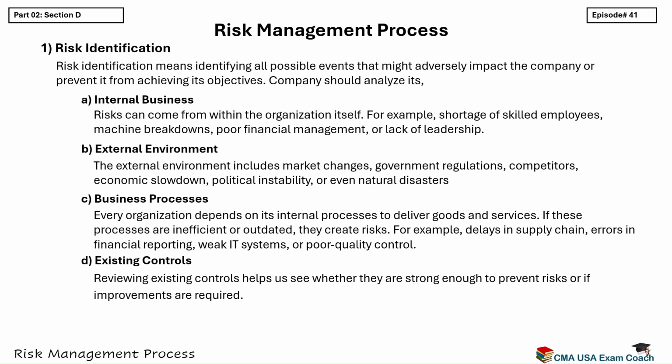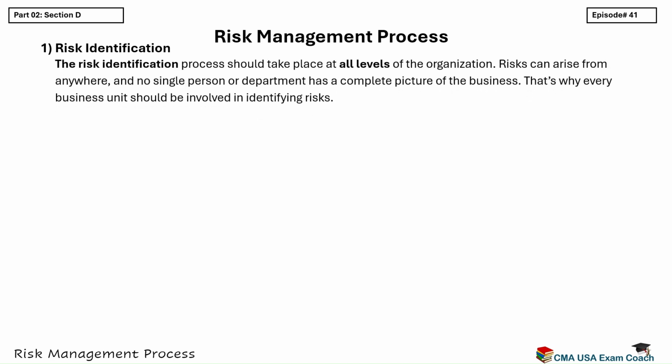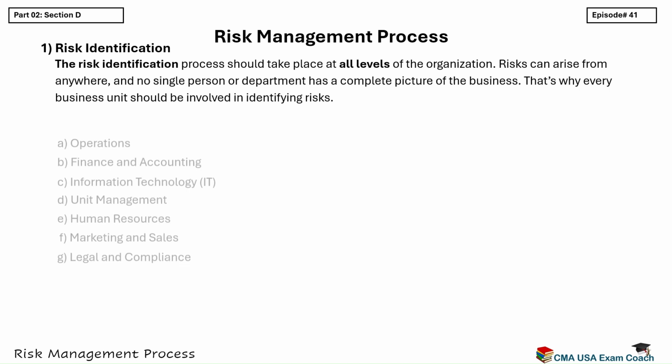The risk identification process should take place at all levels of the organization. This is very important because risks can arise from anywhere, and no single person or department has a complete picture of the business. That's why every business unit should be involved in identifying risks. Within each unit, key employees should be tapped to participate in the identification process, since they are the ones who understand their own area best. Let's see some of the key units where risk identification is required.